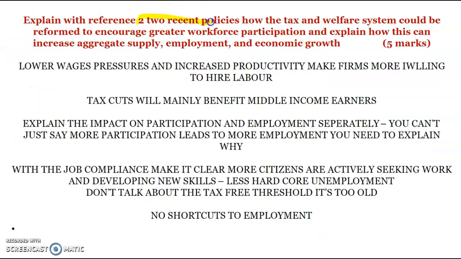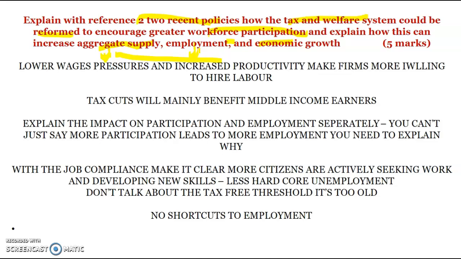With reference to two recent policies, this is another question from the last SAC. Explain how the tax and welfare system could be reformed to encourage greater workforce participation and how this can improve supply, employment, growth. So you've got heaps of terms here. Supply, you want to link it to the quantity and quality of resources. Employment, why does it create jobs? Probably more internationally competitive, lower cost of production, which makes firms more willing to supply, and that all leads to stronger growth as well because people demand our products, so we produce more.